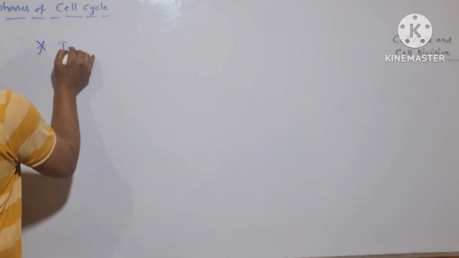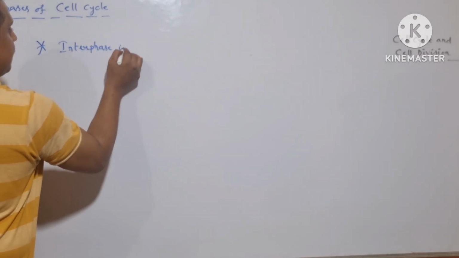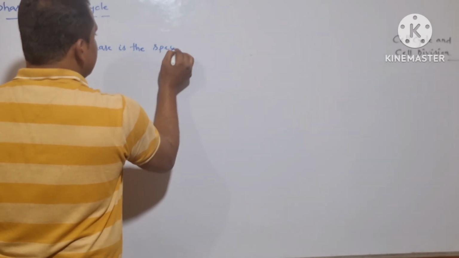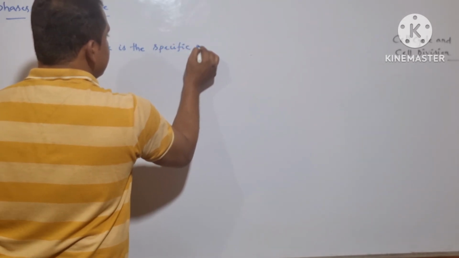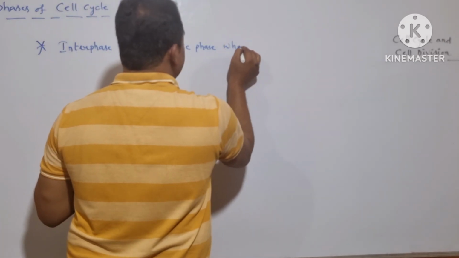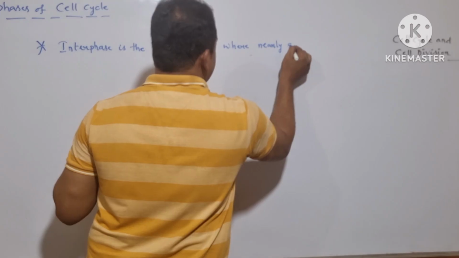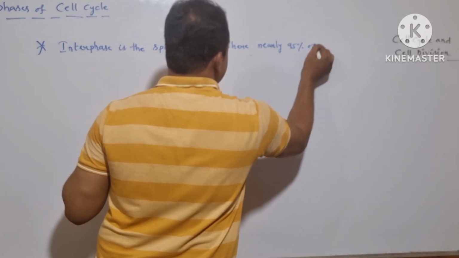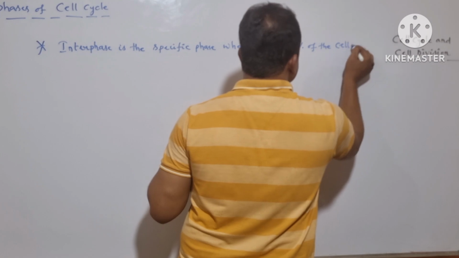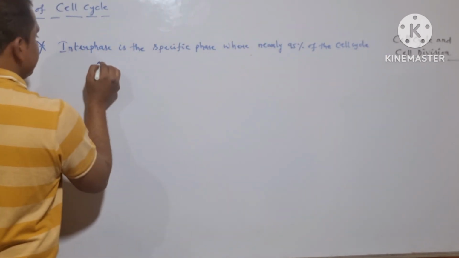Interphase is the specific phase where nearly 95% of the cell cycle occurs. Right?